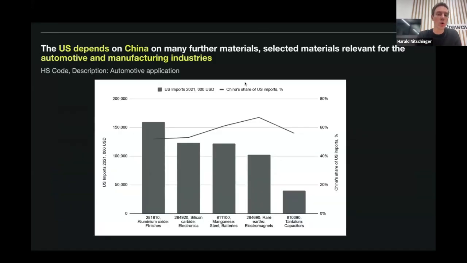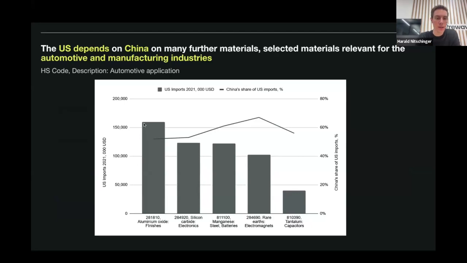So first of all, what can be next? In order to understand in an escalating trade war what could be next, we need to look at which materials the US has a high dependency on China with. And here we focused on some materials for the automotive and manufacturing industries.